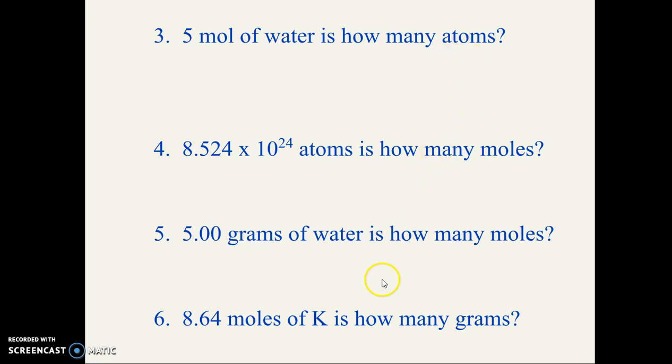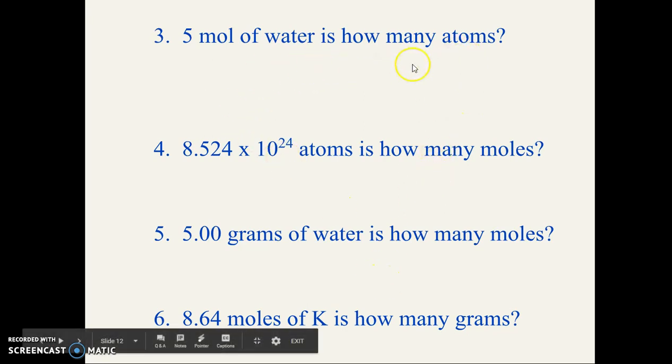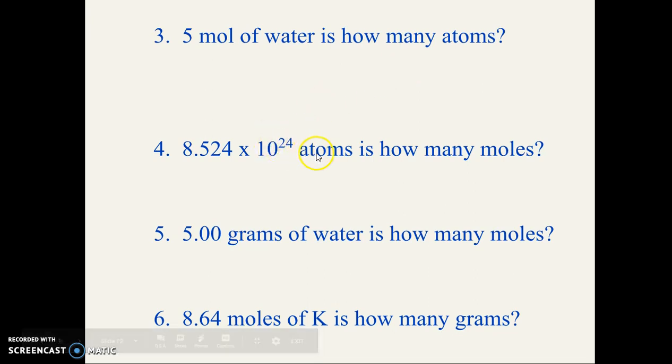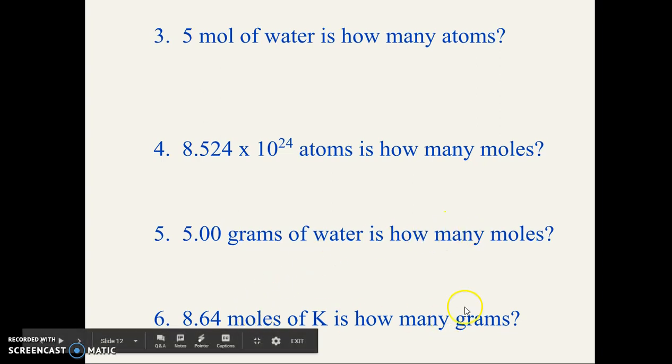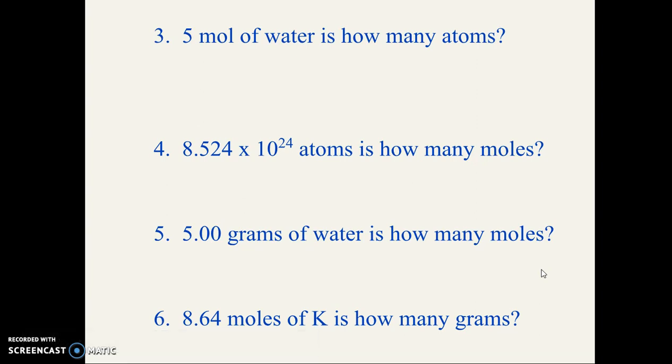And then there's also these ones to do as well. So 5 moles of water is how many atoms? So going from moles to atoms. Going from atoms to moles. Going from grams to moles. And going from moles to grams. So there's an example of each type of conversion. There's 6 different conversions, and there's an example for each one of these in this practice problem set.